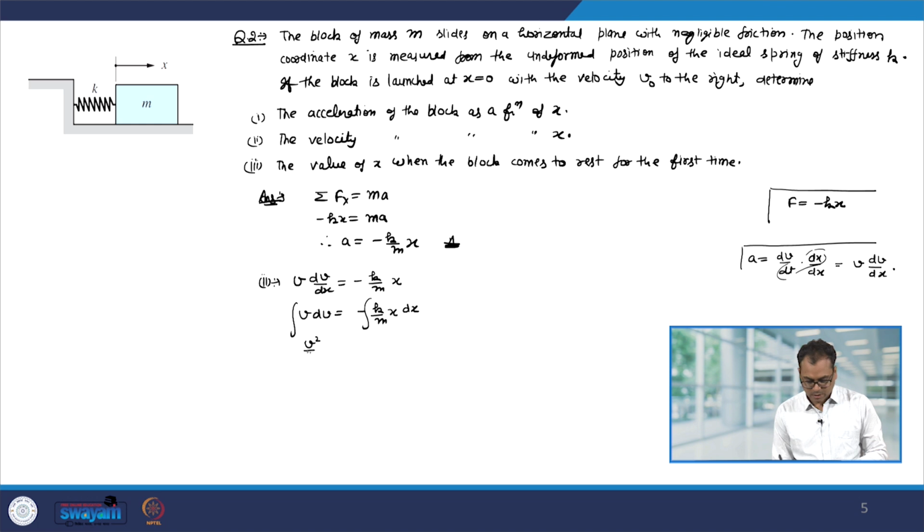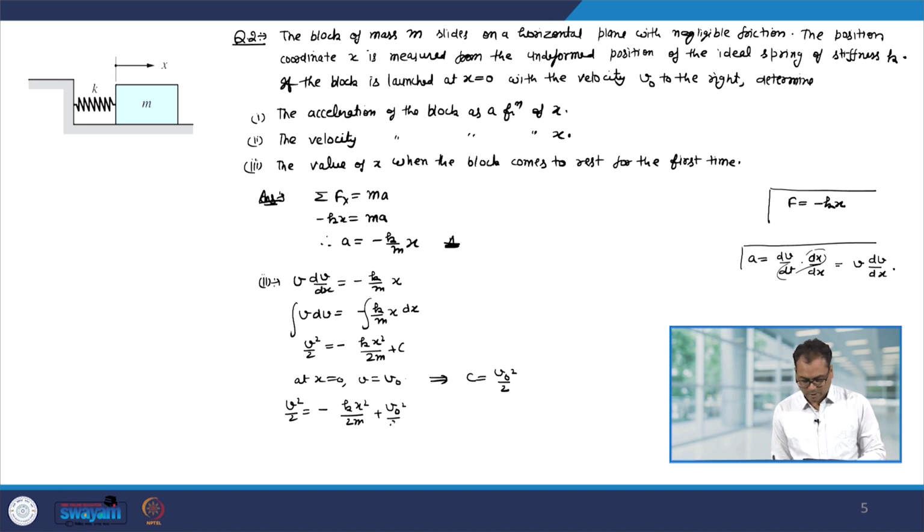So, we have v square divided by 2 equal to minus k x square divided by 2 m plus a constant c. This constant I can find out from the initial condition. It is given that at x equal to 0 the velocity v is v naught. Therefore, I have c equal to v naught square divided by 2. Thus, I get v square divided by 2 equal to minus k x square over 2 m plus v naught square by 2, or v I can write down as plus minus square root of minus k over m x square plus v naught square.